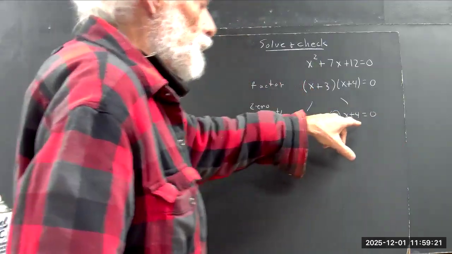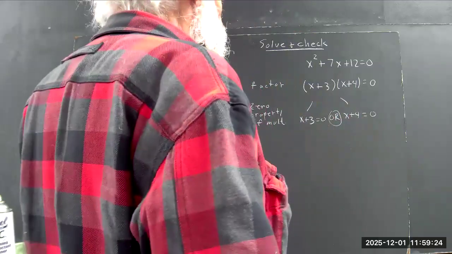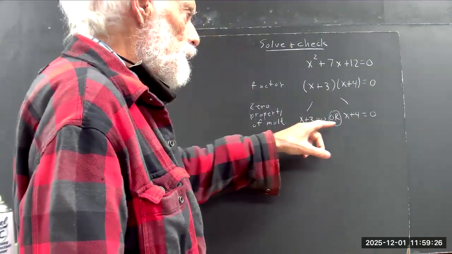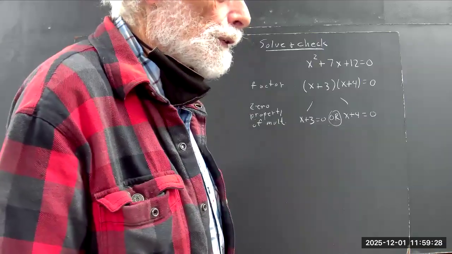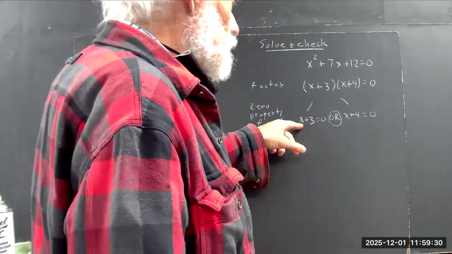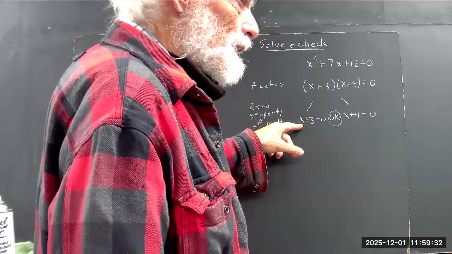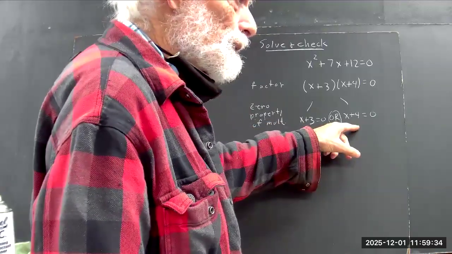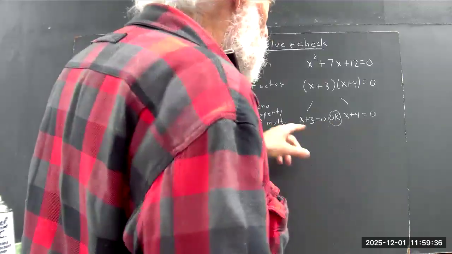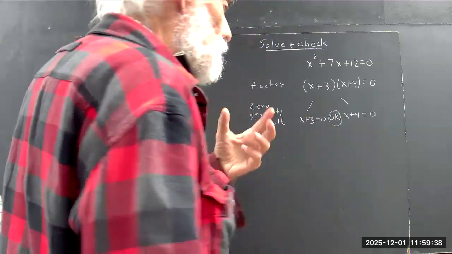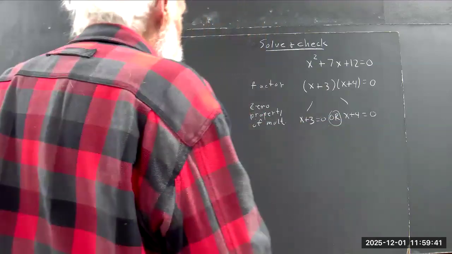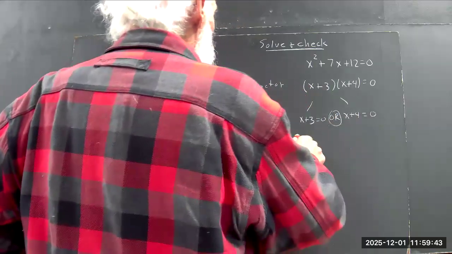X plus 3 equals 0 or x plus 4 equals 0. It's not x plus 3 equals 0 and x plus 4 equals 0, because x plus 3 can't equal 0 if x plus 4 equals 0. One of these is 0. They can't both be 0 for the same value of x, which is why we use the word or.